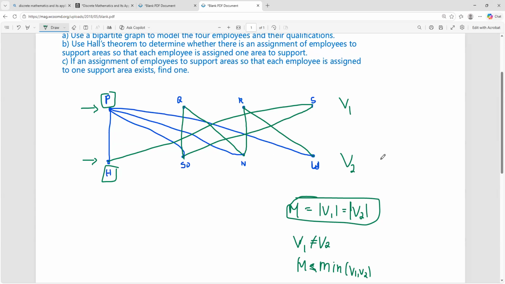Am I going too fast? Is everyone okay? Basically, you go through each node and you find the size of their neighborhoods, basically the size of the set for each neighborhood. And then if that's greater than or equal to the number of vertices in the set that you're looking for, then Hall's theorem holds. So it's possible to have a complete matching.